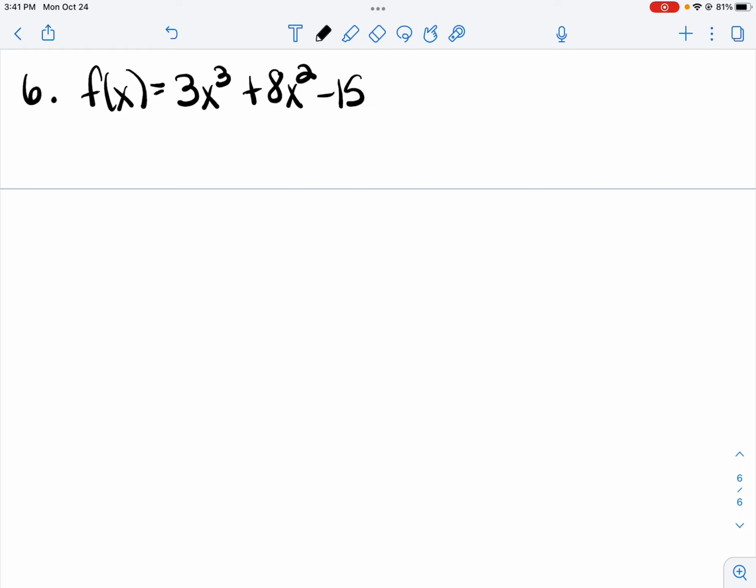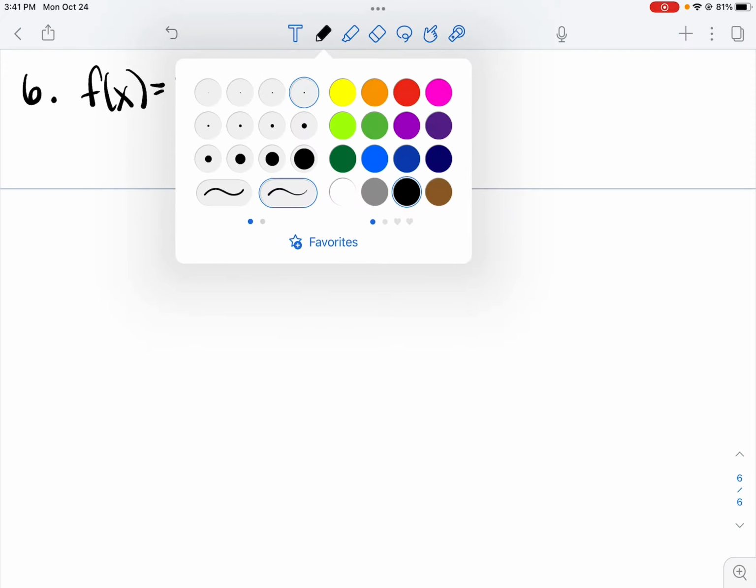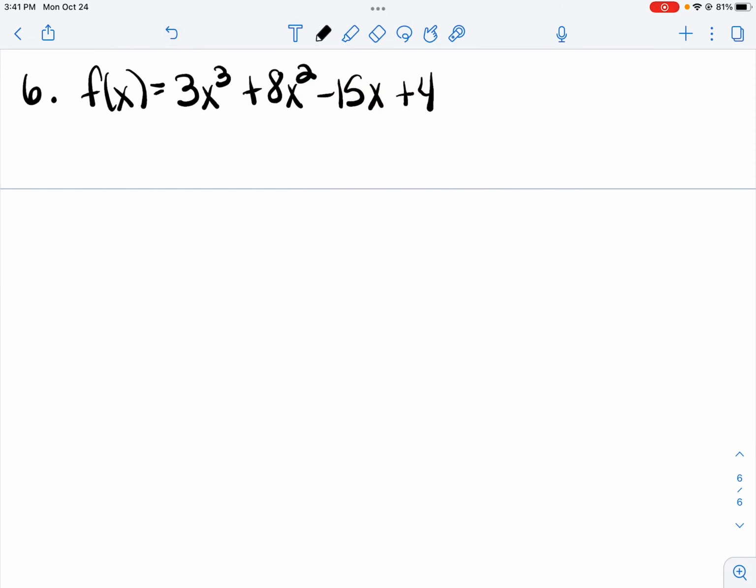Look at number 6. The polynomial that we're given is 3x cubed plus 8x squared minus 15x plus 4. Our directions ask us to find all the zeros. Now, I know that I'm going to have 3 zeros because my highest power is 3. I'm going to start by finding the possible rational zeros like we did in problem number 5.